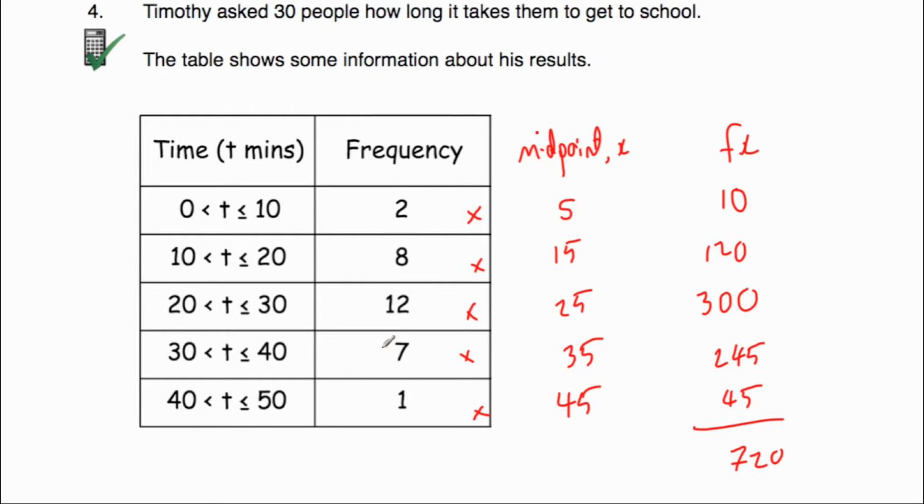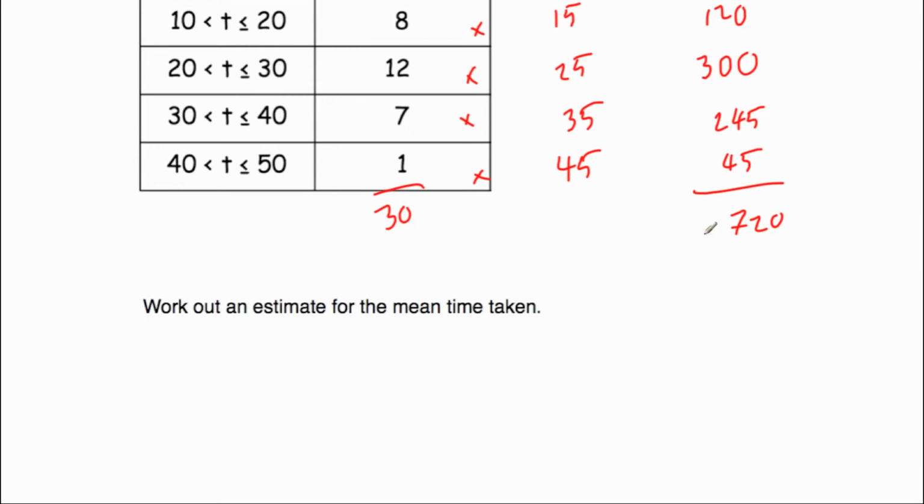Okay, now what we're going to do is find out how many students were in total. So if we added up 2, 8, 12, 7 and 1, that would give us the number of students, which is 30, or we could read the question and it says 30 students. And then finally, to work out our estimated mean, we're going to take our estimate for the total time taken, 720, and divide that by how many students there were, 30. So 720 divided by 30 is equal to 24 minutes. And that's it.